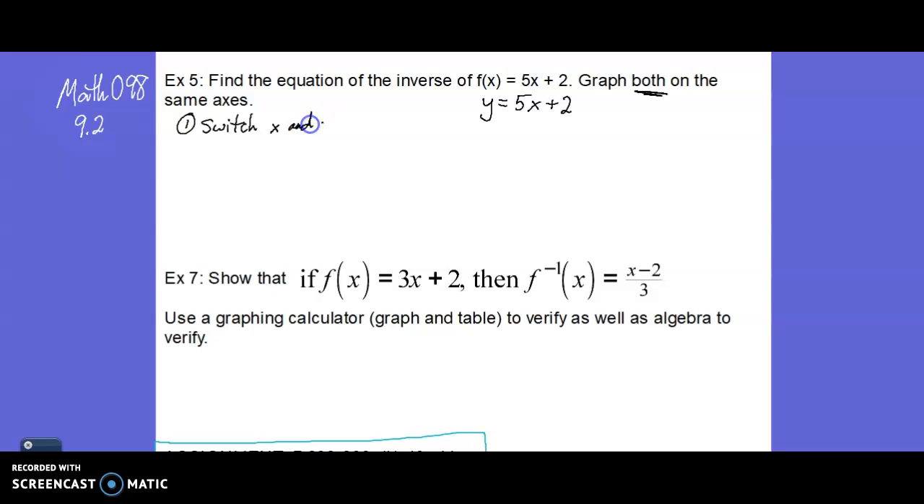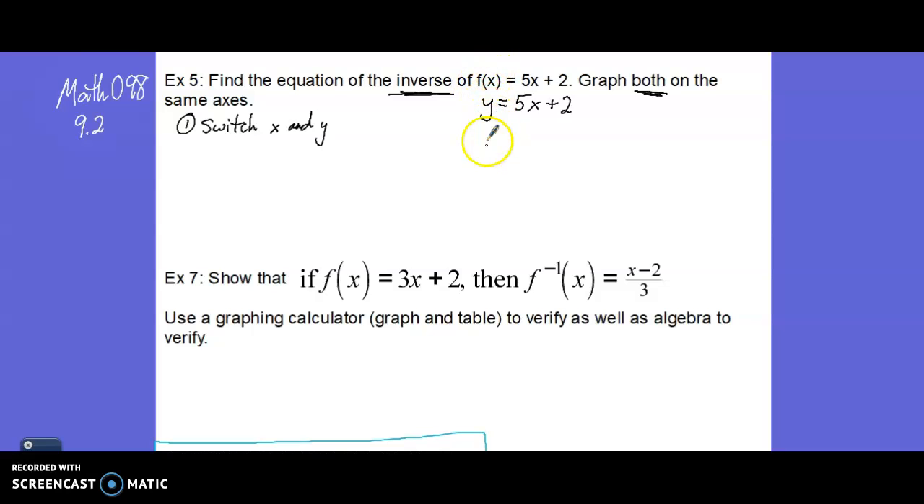And maybe even before doing this, I should mention that every linear function that we deal with is one-to-one. The only exception to that is horizontal and vertical lines, because they obviously fail the horizontal line test if it's a horizontal line, and the vertical line test if it's a vertical line. So those are the only types of linear functions that do not have inverses. But for the most part, if I ask you for an inverse, it will exist. So that's my first step.